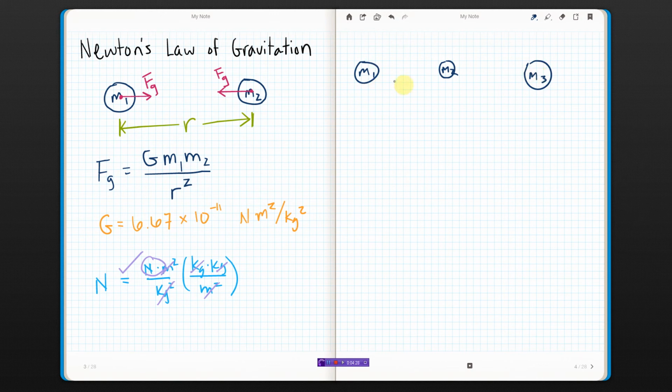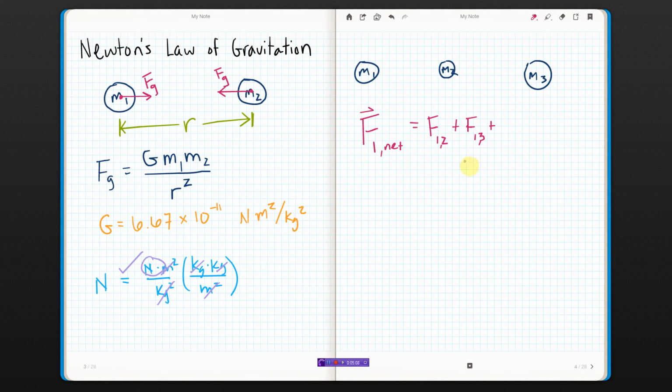Let's just focus on what's going on with M1. What we say is that the force of gravity on M1 is the sum of the forces due to all other particles. So the way we'd write that is the net force on particle 1 would be the force on particle 1 by particle 2, plus the force on particle 1 by particle 3. Plus, and you keep going.